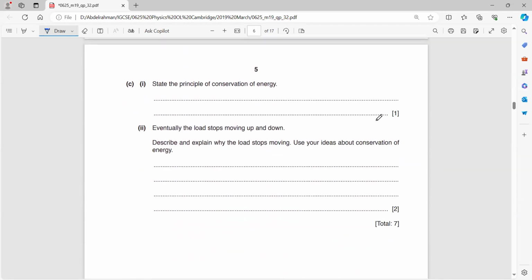State the principle of conservation of energy. What was it? Energy is neither created nor destroyed. If you had 2 marks, you could have continued and said it only changes from one form to another.